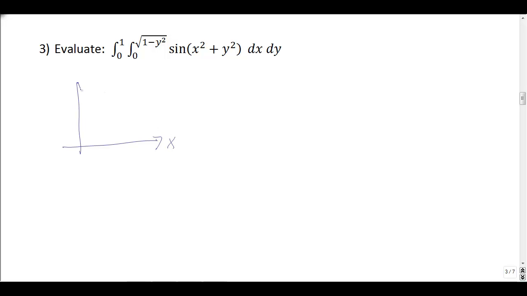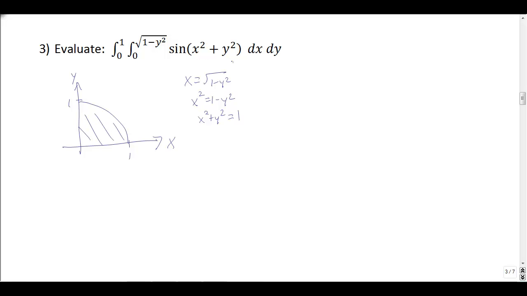So here's x. Here's y. y goes from 0 to 1. x starts at 0, so we're going to be in the first quadrant. x goes from 0 up to square root 1 minus y squared. So that's x is square root 1 minus y squared. If you squared both sides, you get x squared is 1 minus y squared. And then add y squared to both sides. You get x squared plus y squared equals 1. That is, we have a circle of radius 1. So we get this circle of radius 1 there, and this is really our region that we're integrating over.